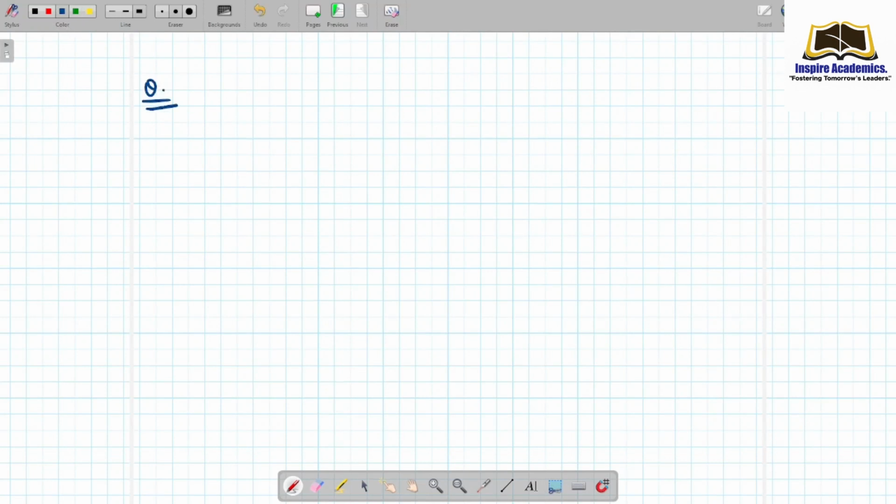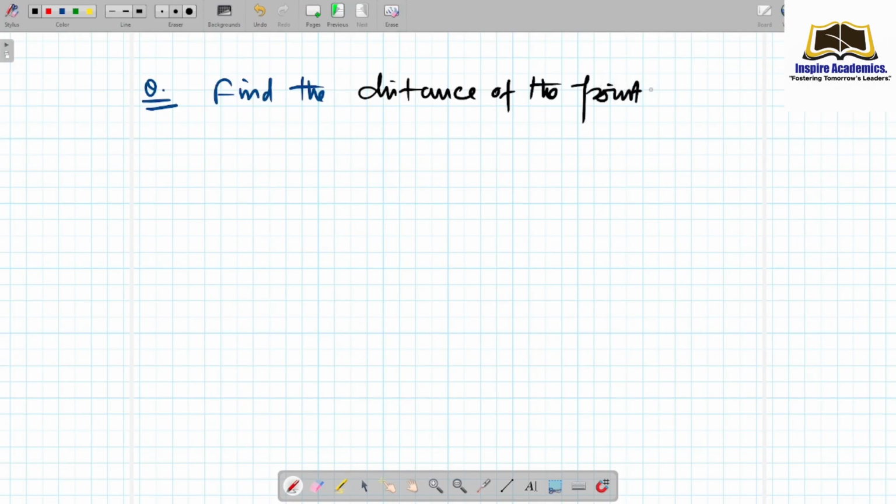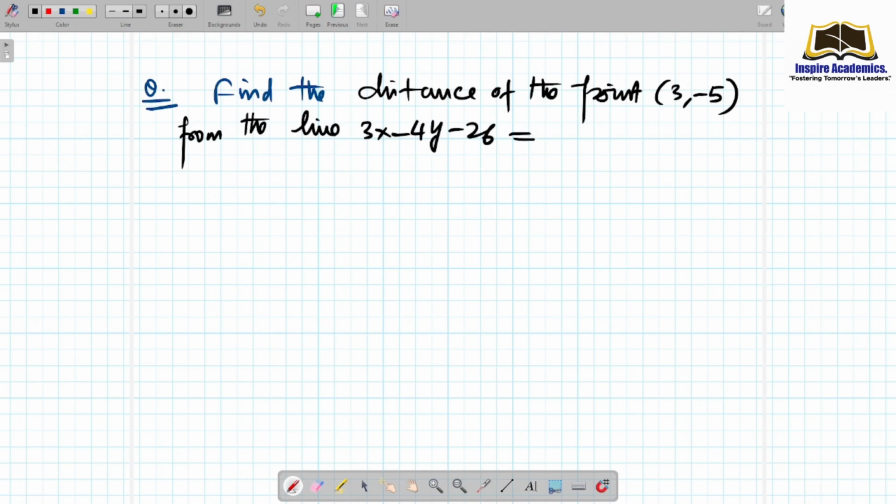Find the distance of the point 3, minus 5 from the line 3x minus 4y minus 26 equal to 0.